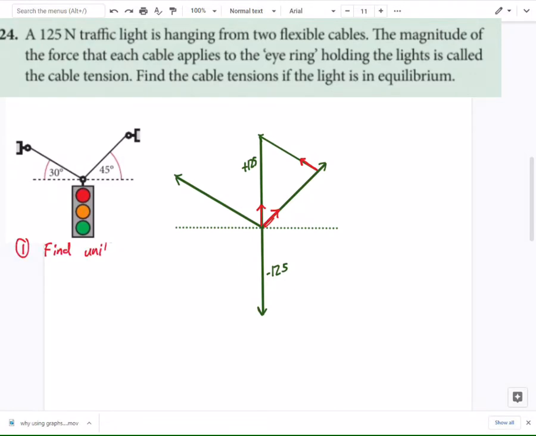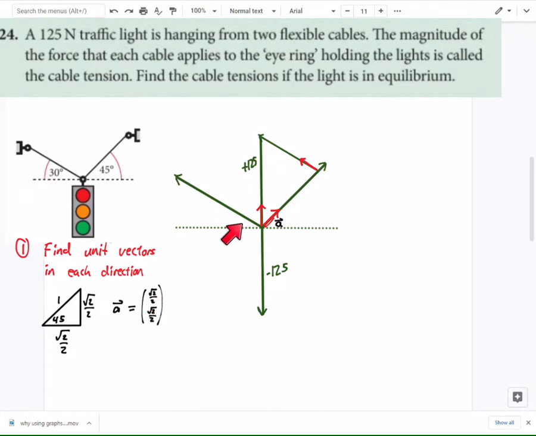So what does that look like? Well, the first thing we need to do is find unit vectors in the direction of each wire. The first wire is at a 45-degree angle, and therefore a unit vector in this direction would have the components square root of 2 over 2, square root of 2 over 2. So that's a vector that's 1 unit long in the direction of a 45-degree angle.